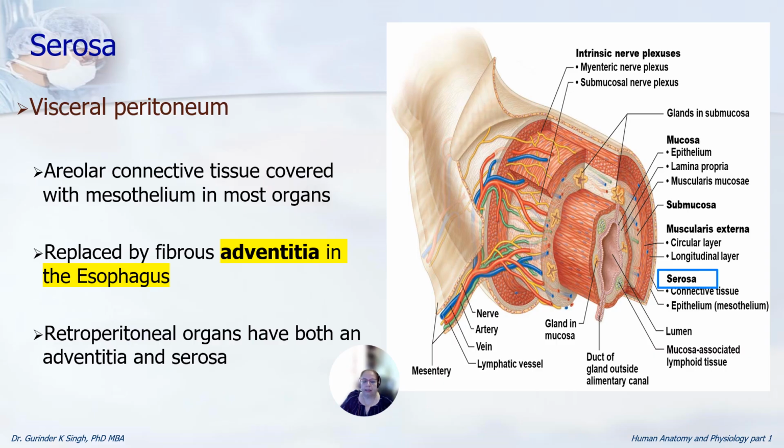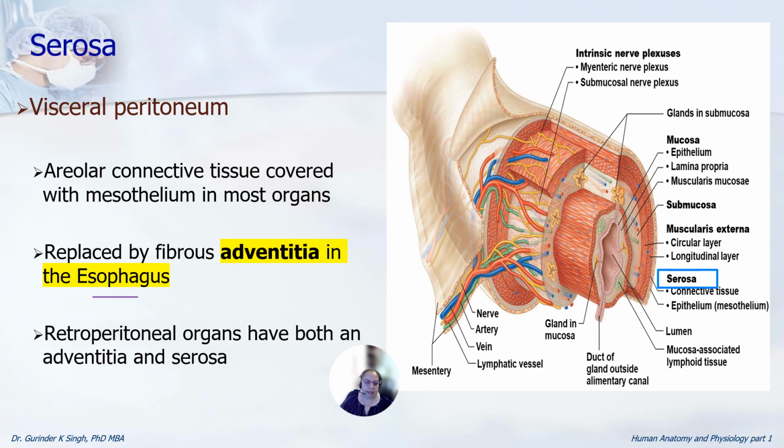Now let's look at the serosa, which is the outermost layer. So the serosa is actually the connective tissue membrane, and it is actually the visceral peritoneum, because remember the parietal peritoneum is touching the cavity wall. This is again areolar connective tissue, and it is lined with modified mesothelium cells, and they are epithelium.